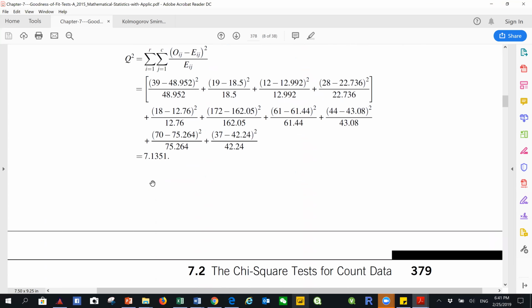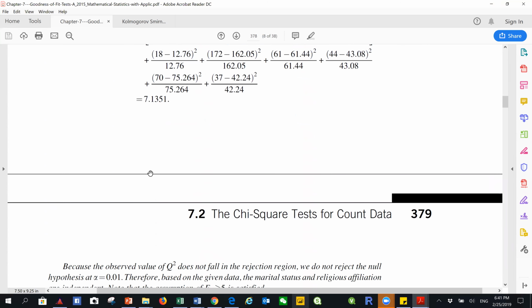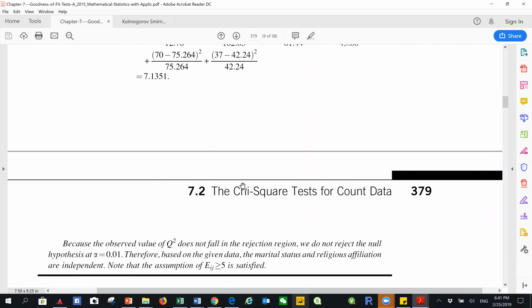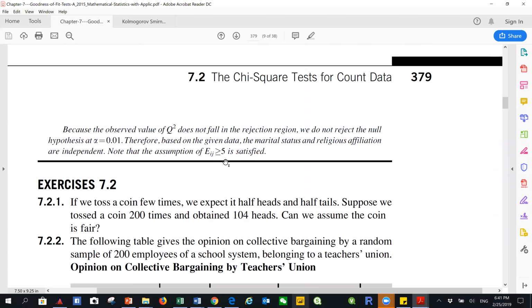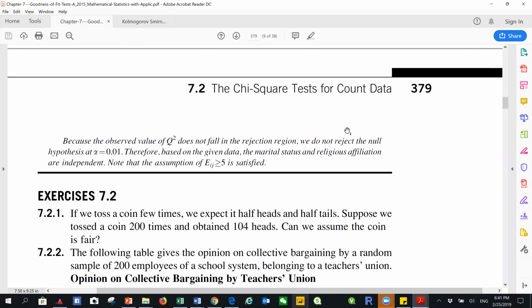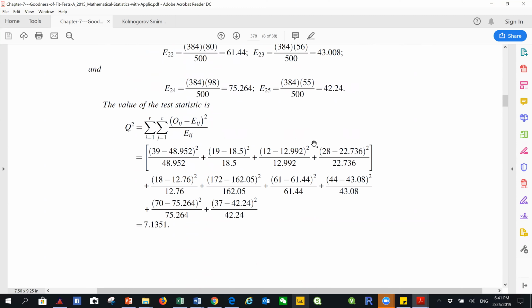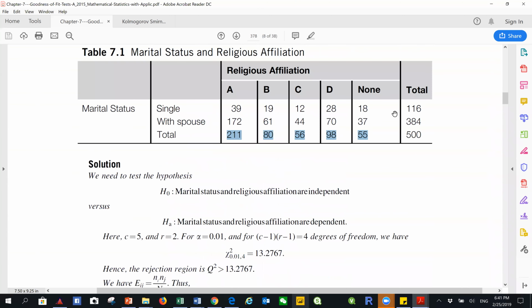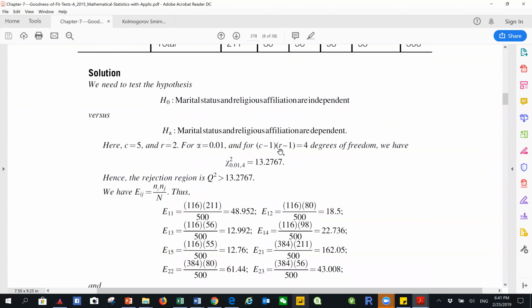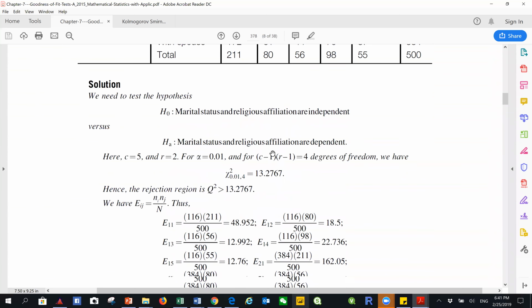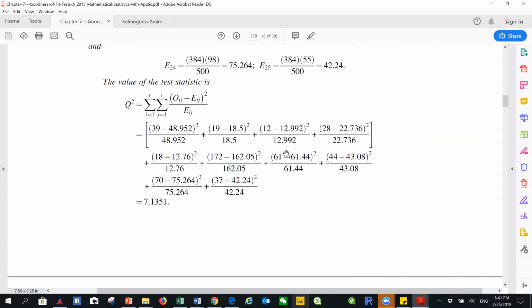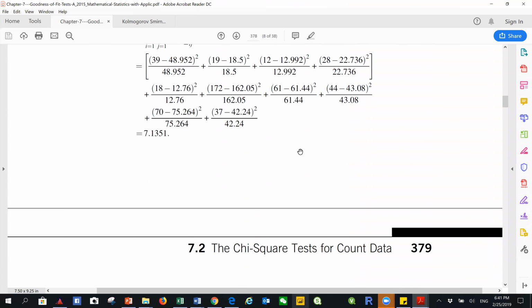Goodness of fit. So you do that, and then you can say it did not fall in the rejection region, so do not reject. So they are independent. Marital status, single or not, doesn't change their religious distribution.